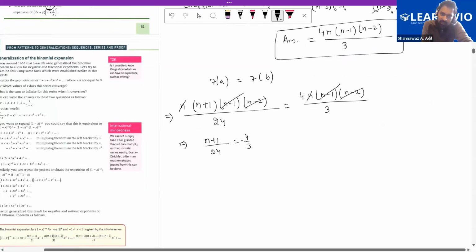So this 24 goes the other side, right? This becomes n plus 1 equals 4 into 24 divided by 3. So this is 32. So n is 31. Right. That is the answer. Yeah. So please note it down.